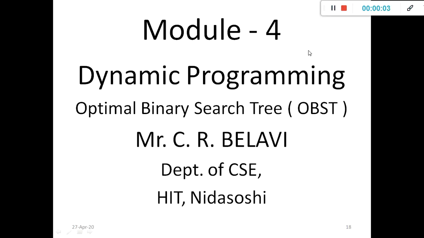Hello everyone. In this video we will discuss what an optimal binary search tree is. As you all know, searching is one of the major operations performed on a list. You have a key element and try to find that key element in the given list. If the key element is found in the given list or array, we say the search is successful, otherwise the search is unsuccessful.